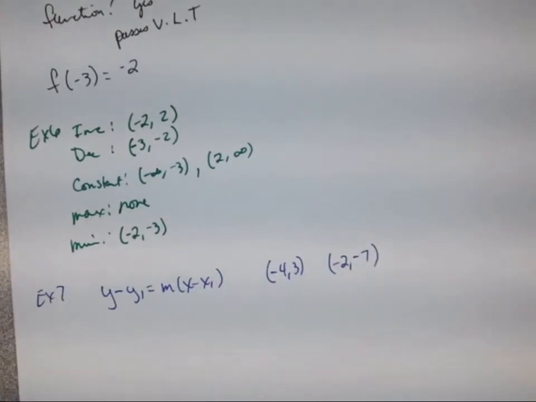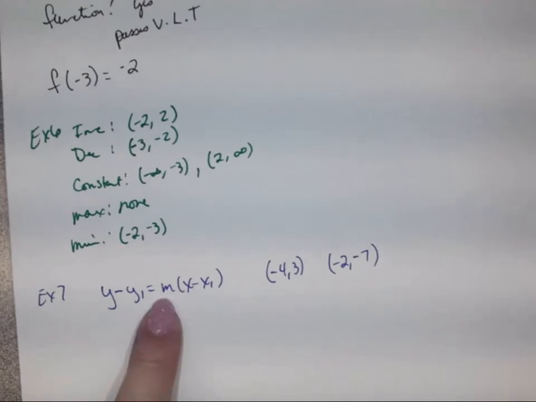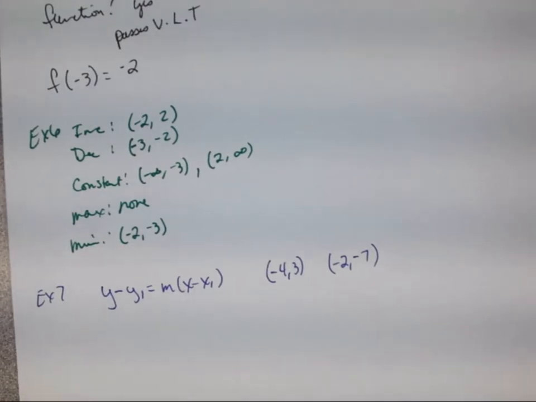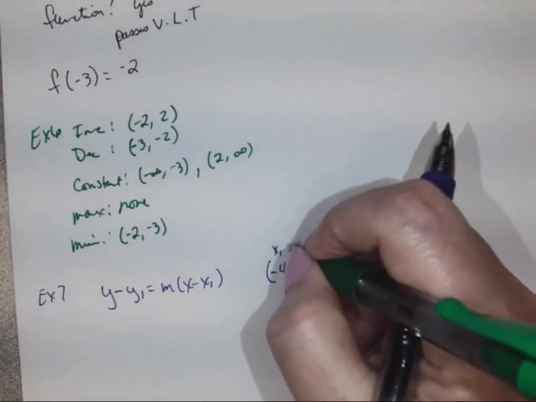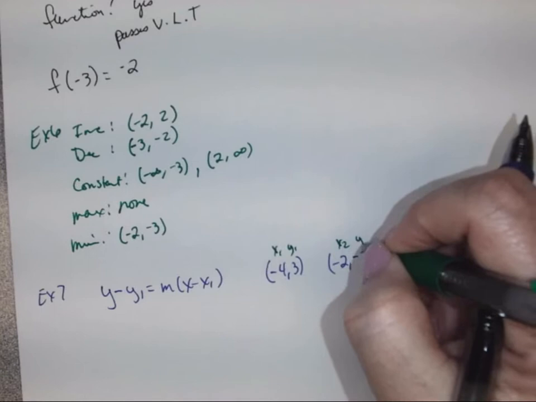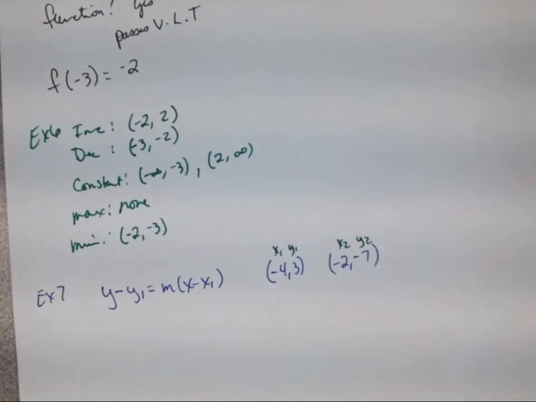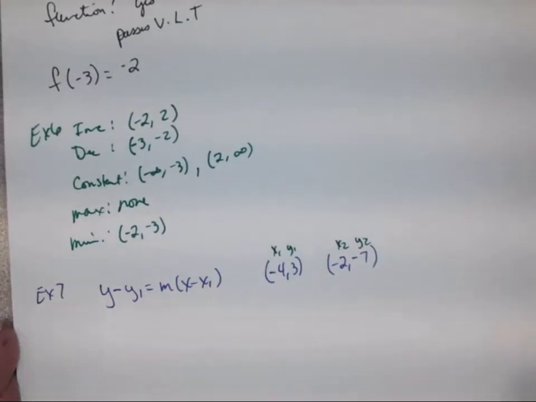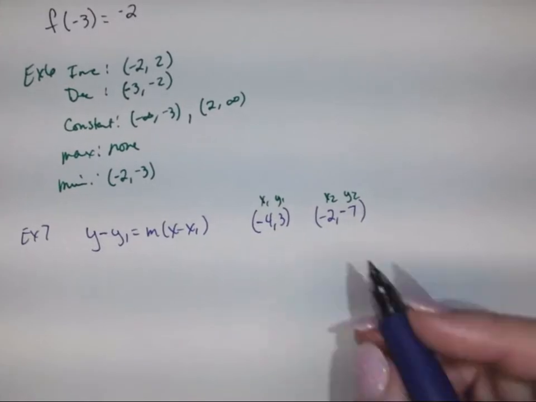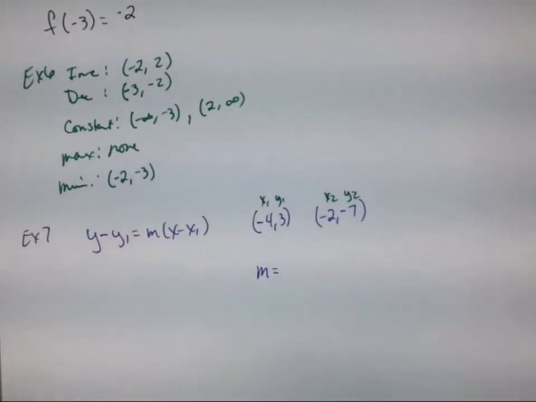So in order to do this, we need x1 and y1. Well, we've got 2 of those, so we can choose one of the points to use. But we also need to know the slope. We were not given the slope. So first we need to find our slope. So we're going to label our points. Now, all formulas will be available to you somewhere on the test, so make sure you're looking for those. Usually they're on the first page.